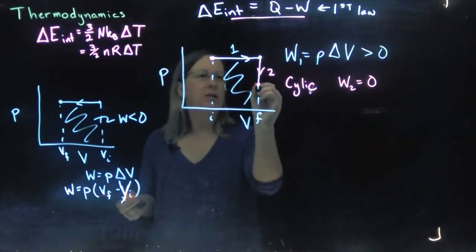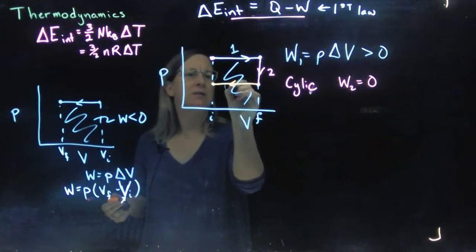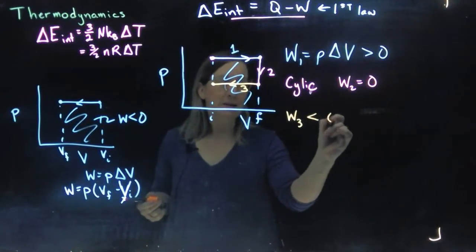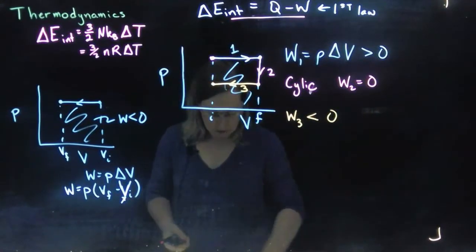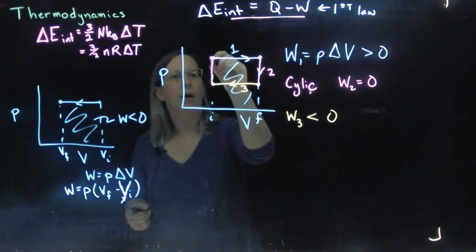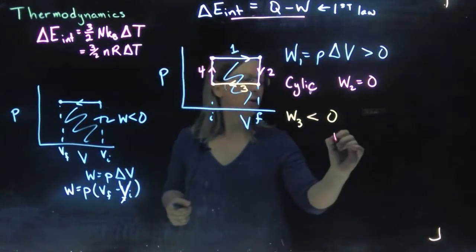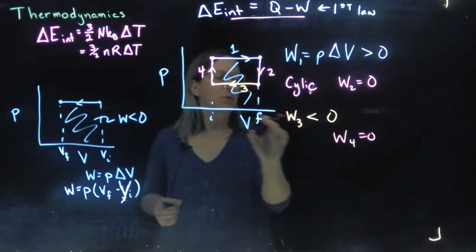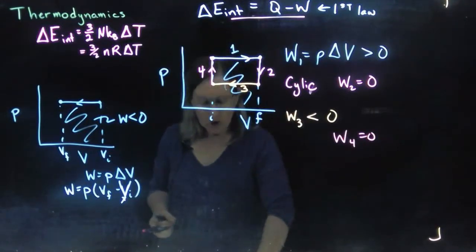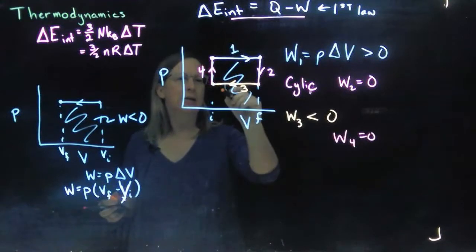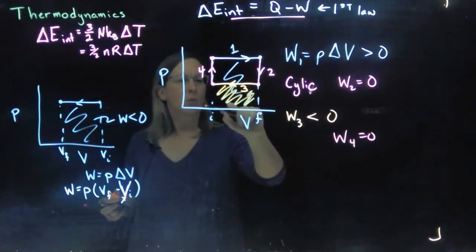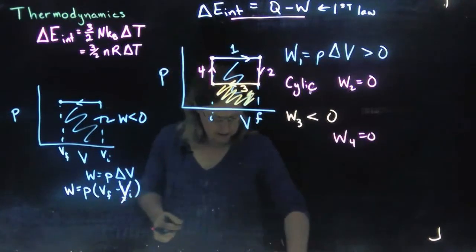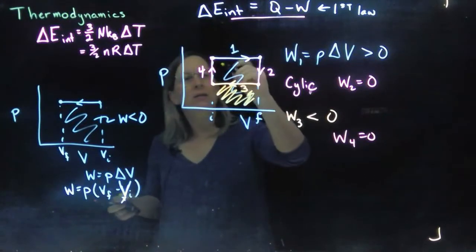I'll just keep using new colors. This is the work. This is step 3. The work for step 3, we calculate the same way, but it's less than 0. Finally, we go back to here in step 4, and the work for step 4 is equal to 0. The work for step 1 is positive, the work for step 3 is negative, but they don't cancel out. Work 3 is just this area under the curve, and where the orange and blue meet, they cancel out, but the net work done is this inside place.